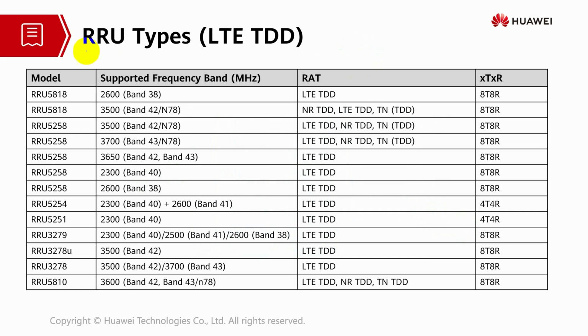Let's look at different kinds of RRU types. This is the types of RRU for the LTE TDD network. We have different models that support different frequency bands. Mainly this is for the spectrum allocation, what band it can support and what model. Different technologies, because some of the models can also support more than one technology. For example, they can support 5G and LTE TDD, and the number of TX and RX. So this is the specification of the RRU type.